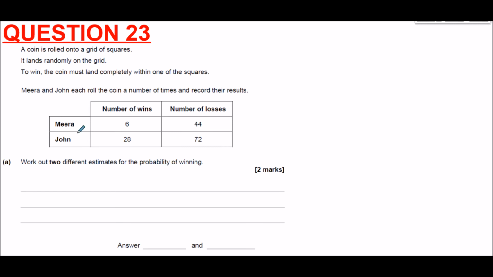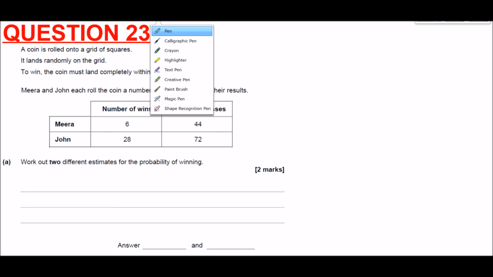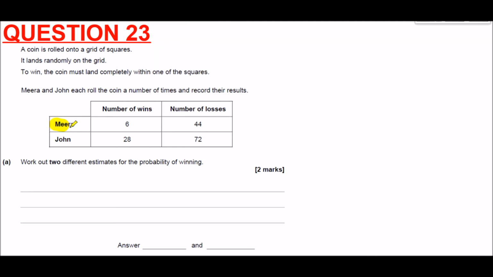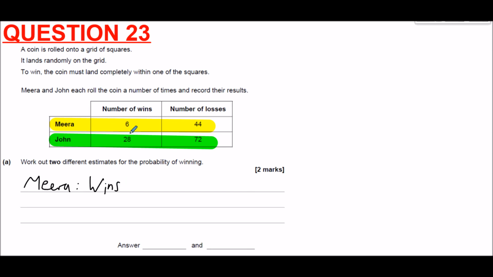So the most obvious 2 different estimates would be to estimate using Mira's data, and then the second one could be John's data. Based on Mira's data, probability of winning, she wins 6 games out of the total number of games. If she wins 6 and loses 44, the total number of games is 6 plus 44, which is 50. So 6 out of 50, we can write this down as a fraction, 6 over 50. So that's one estimate of probability we could have.